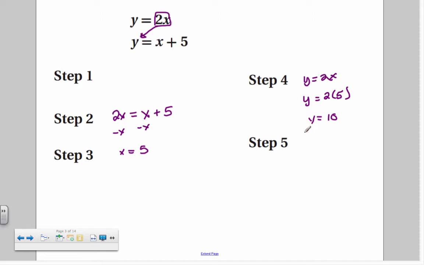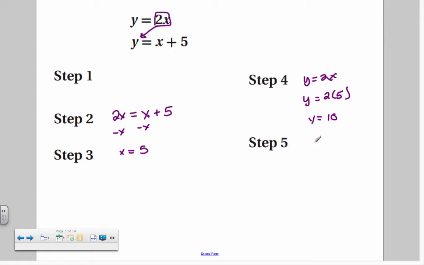Now it should work out the same way. If I were to plug x as 5 into the second equation, I should still get y equaling 10. And that makes sense. Here, if I were to plug in 5 for x, I get 5 plus 5. 5 plus 5 is still 10. So either way I do it, whatever equation I choose, it shouldn't matter. I should still get the same x and y.